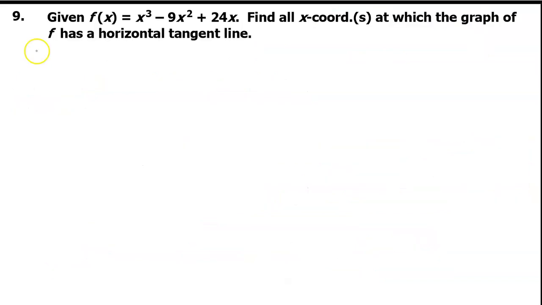For number 9, we need to find all x coordinates at which the graph of function f has a horizontal tangent line. Of course, a horizontal tangent line means that the slope will equal 0, which means that the derivative will equal 0. So let's find the derivative and set it equal to 0.